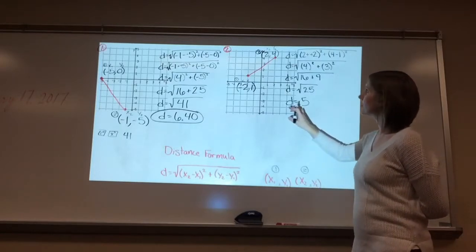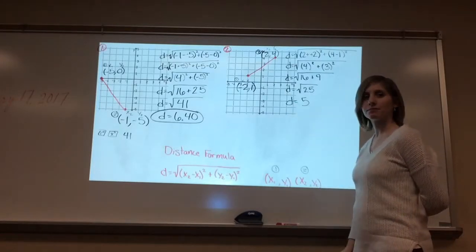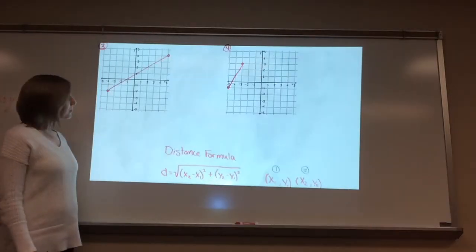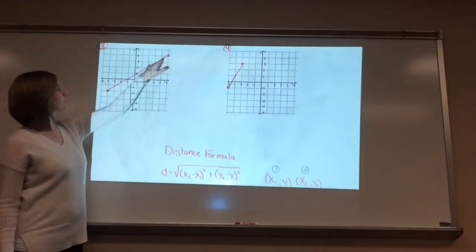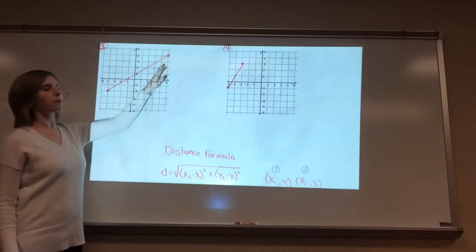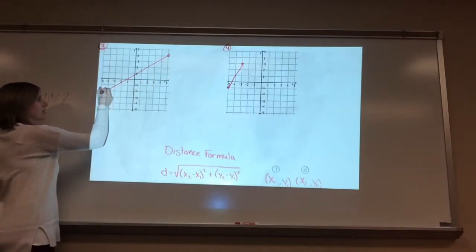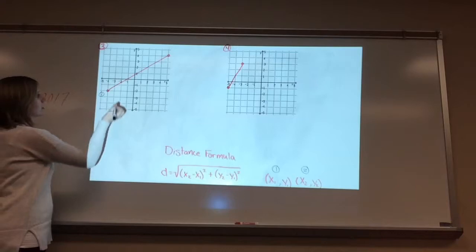So the distance for number 2 is 5 units. For problem number 3, we have our graph. We need to figure out the coordinates for our 2 points. So I usually start with the one on the left. We'll make that point number 1.